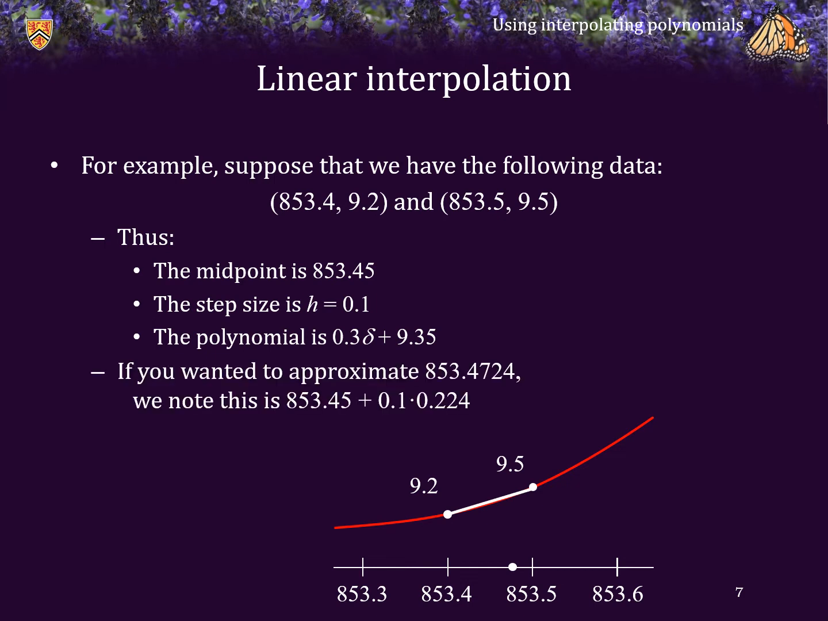All right, so let's pick a value between these 2 points, such as 853.4724. Now, you'll notice that this is equal to the midpoint plus h times the delta value of 0.224. Therefore, in this case, substituting this value of delta, which is less than or equal to 0.5 in absolute value, we have 0.3 times 0.224 plus 9.35. This gives us an approximate value of 9.4172.